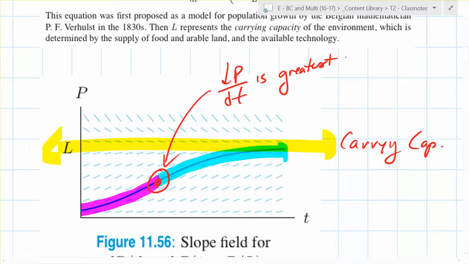And when does it occur? When P is equal to L over 2. It's half of the carrying capacity. When the population reaches half of the carrying capacity, it is growing at its fastest rate. And afterwards, it can still be growing, but it's slowing down. What happens if the population is greater than the carrying capacity?